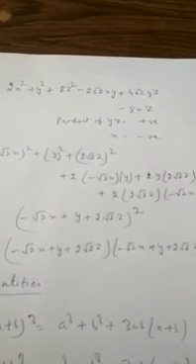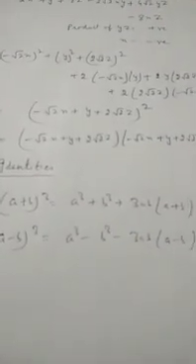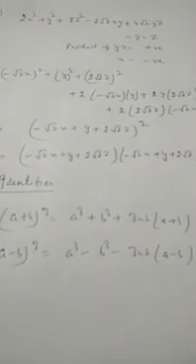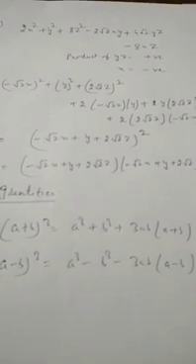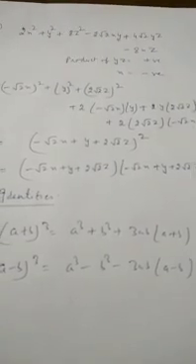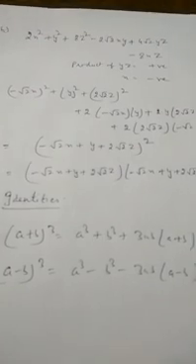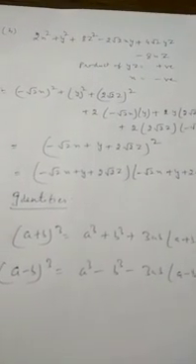Clear? Now some more identities. (a plus b) whole cube. Earlier we learnt (a plus b) whole square. Now we will learn (a plus b) whole cube. (a plus b) whole cube is a cube plus b cube plus 3ab into (a plus b). Similarly, (a minus b) whole cube is a cube minus b cube minus 3ab into (a minus b).